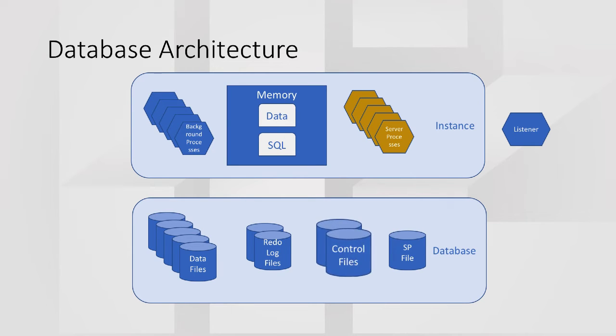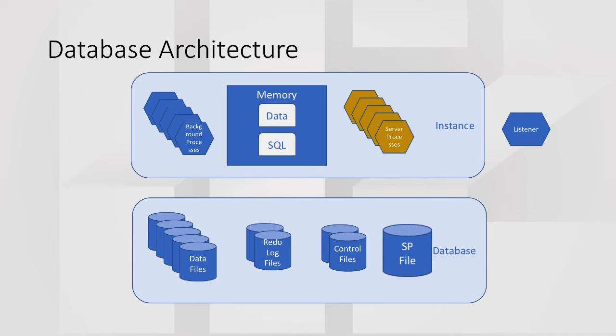Control files. These files store metadata about the database. The metadata keeps track of the number of data files, redo log information, transaction sequencing, backups, etc. Lastly, the SPFILE. This is where the instance initialization parameters are stored. There are other files that could be considered part of the database, but those are optional features enabled on a case-by-case basis.